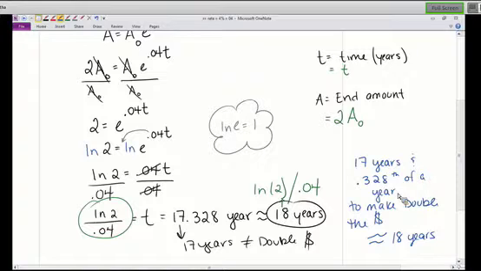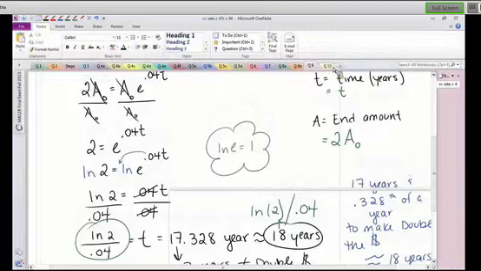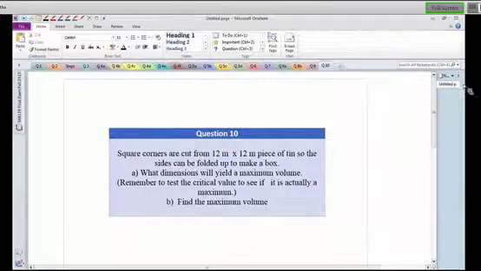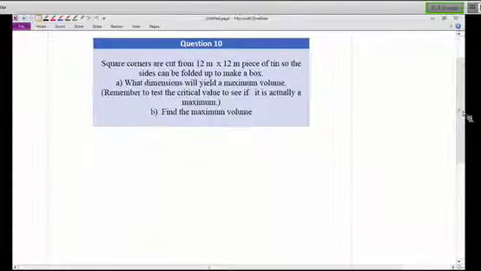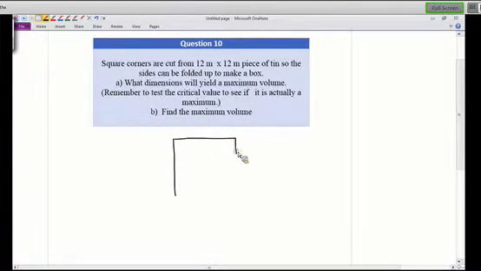All right. So moving on to 10. So in 10, square corners are cut from a 12 meter by 12 meter piece of tin. All right, so let's draw out the tin. The tin is 12 meters by 12 meters, and square corners are cut from it. So I'm just going to draw out the tin with the corners that are going to be cut.